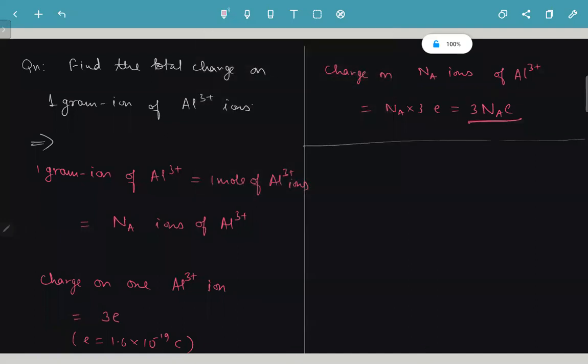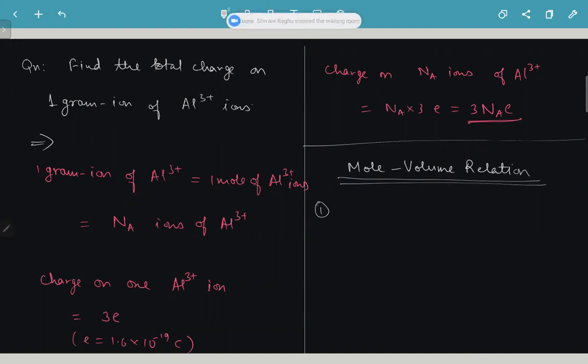Next we'll do the mole volume relation. Mole mass relation we did. Mole number of particles relation we did. Next we'll do the mole volume relation, the relation between number of moles and volume, the mole volume relation for gases.